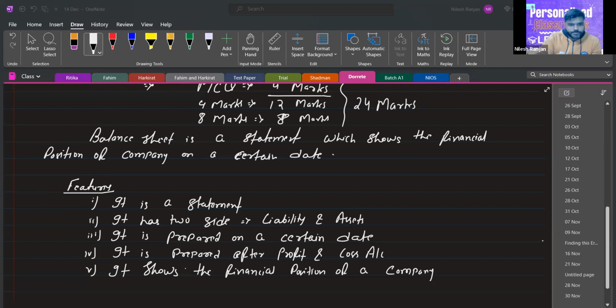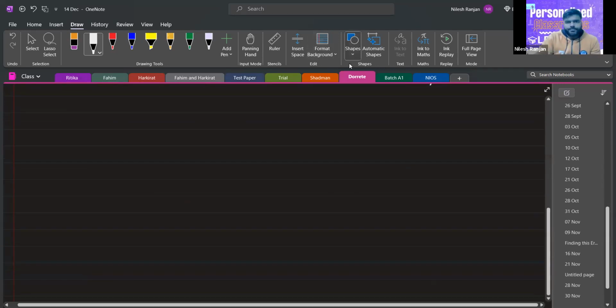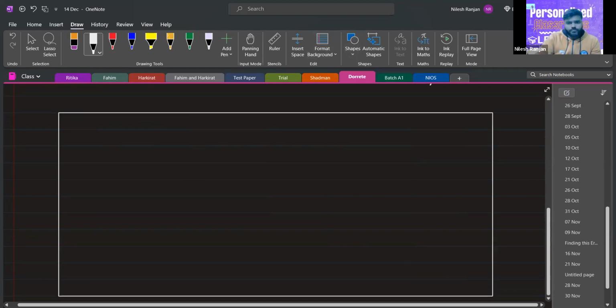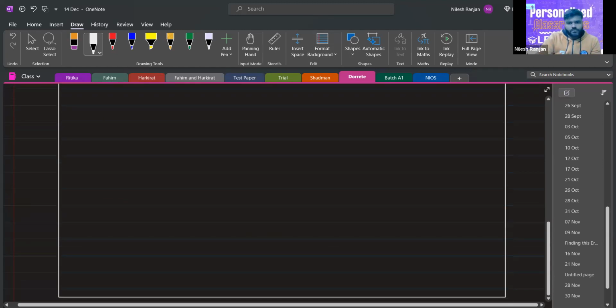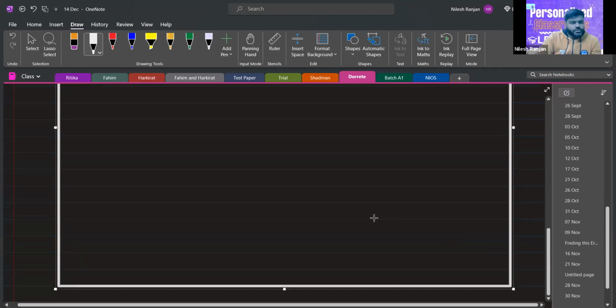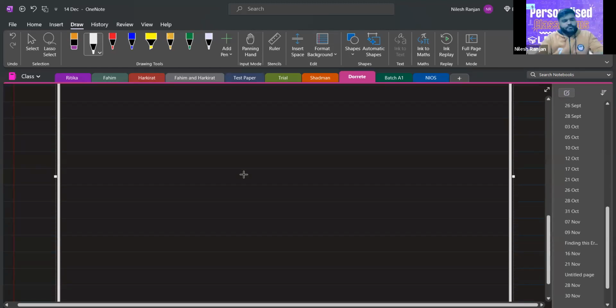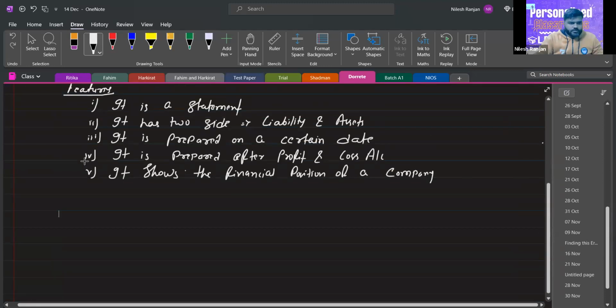So now the format. Okay. So this is our format.